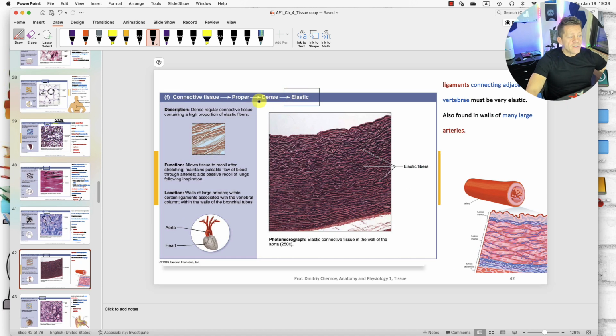And here is the dense elastic connective tissue. A great example of the elastic dense connective tissue would be an artery, because there's constantly blood being passed through the artery, and there's a great deal of pressure, so that's elastic. It needs to expand, it has to recoil, come back to its original size. An example is the aorta within the cardiovascular system.